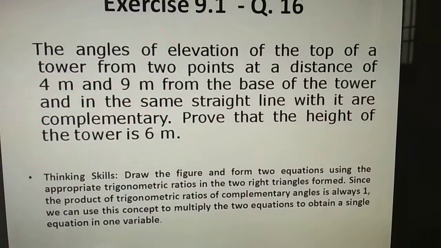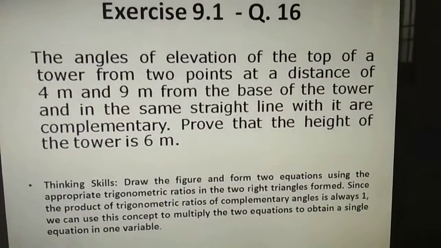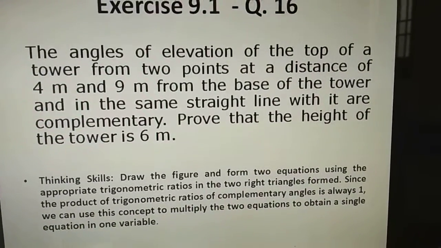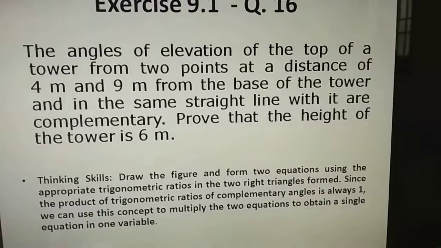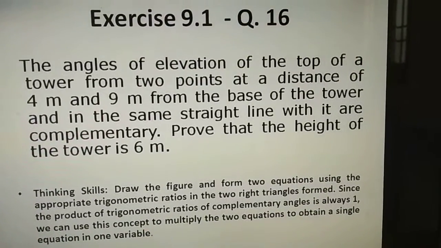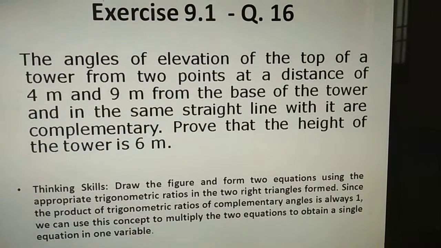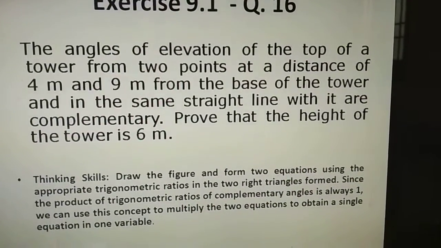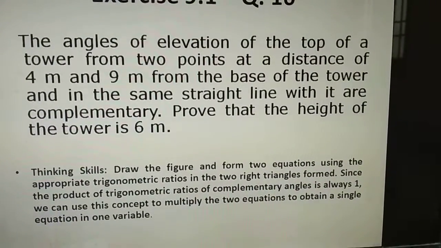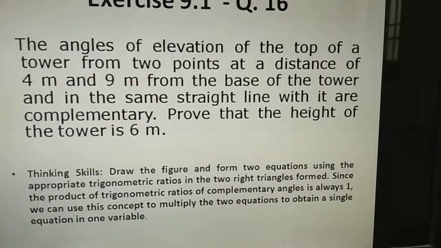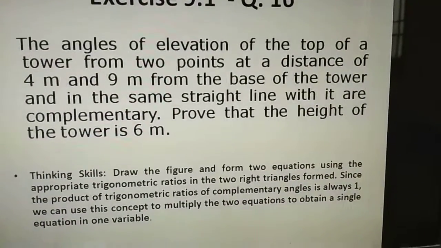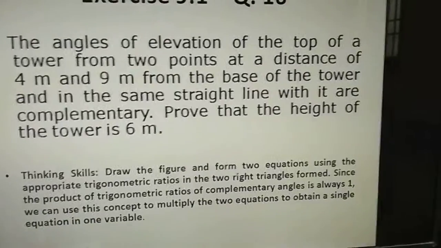The angles of elevation of the top of a tower from 2 points at a distance of 4 meters and 9 meters from the base of the tower and in the same straight line with it are complementary. Prove that the height of the tower is 6 meters.